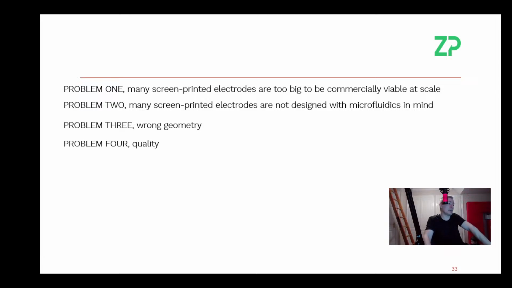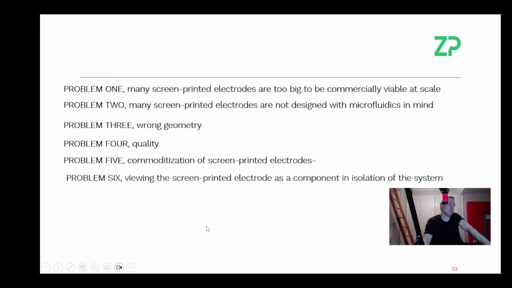To make a quality screen printed electrode, you actually need to be making it quite regularly, and if you go for customization, the quality can suffer because you're not producing it in high volume. People treat screen printed electrodes like they're going to be really low cost, and they will get them at low cost, but actually get them at low quality. You should think that in the early days, trying to make a quality screen printed electrode is actually going to cost a bit. And people are viewing screen printed electrodes as components in isolation of the system.